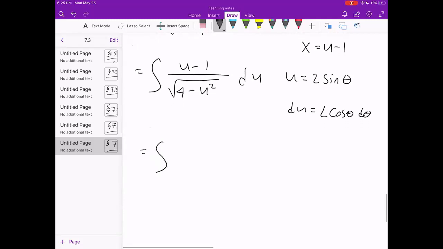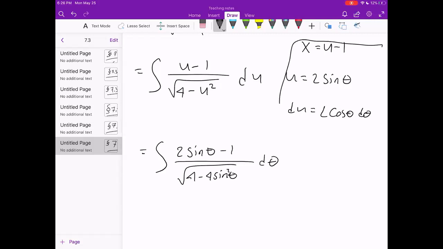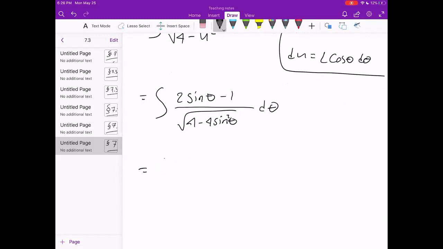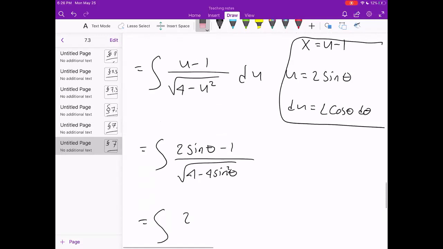So this is going to be equal to the integral of u minus 1. Erase that because we're doing this in terms of theta now. So u is 2 sine theta minus 1 over the square root of 4 minus 4 sine squared theta d theta. Okay, so just keep going. So that shouldn't just be d theta. It is 2 cosine theta d theta right here.